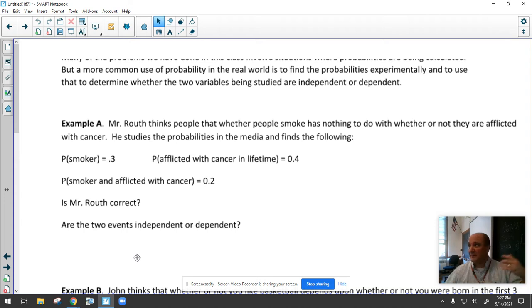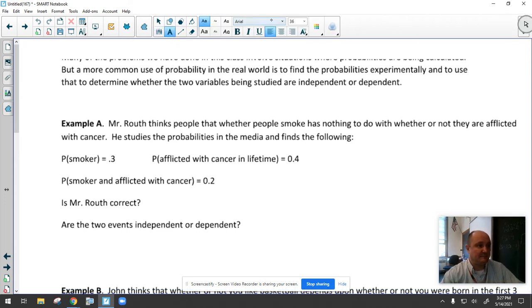For example, is getting COVID and wearing a mask, are those two events dependent or independent? Well, you would gather data on getting COVID, you would gather data on wearing masks, then you would gather data on getting COVID and wearing masks. And with those three pieces of information, you can determine whether or not the two events are dependent or independent. So let's take an example.